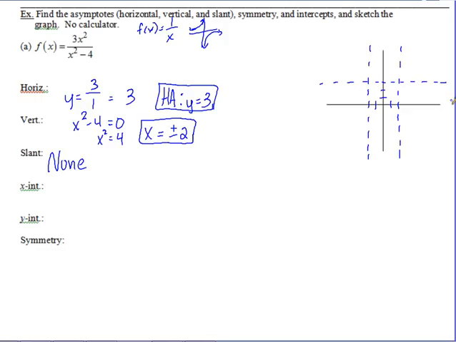So let's go on to the x-intercept. How do you find the x-intercept? Set y to be 0. And by the way, because it's a rational function, I only care about the numerator. So basically it's just 3x squared equals 0. Solve for x.